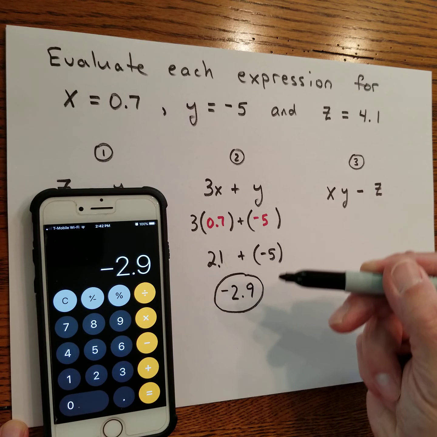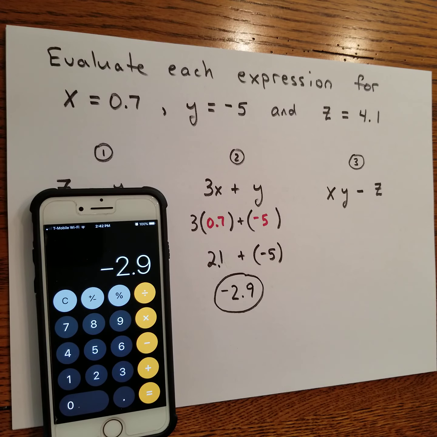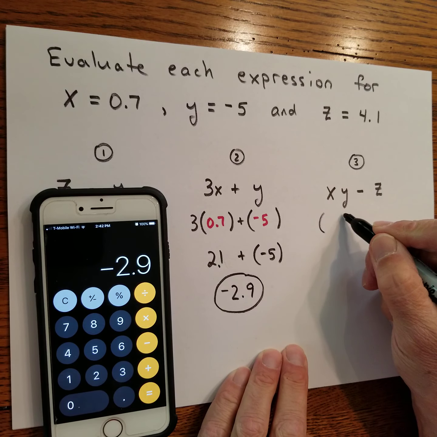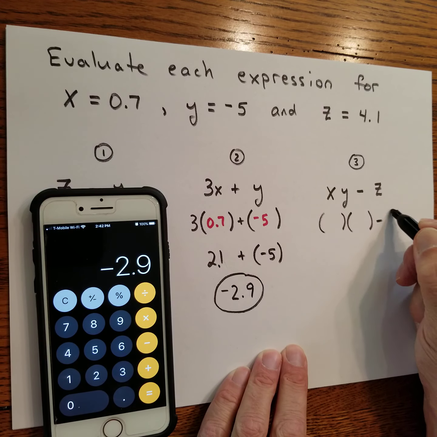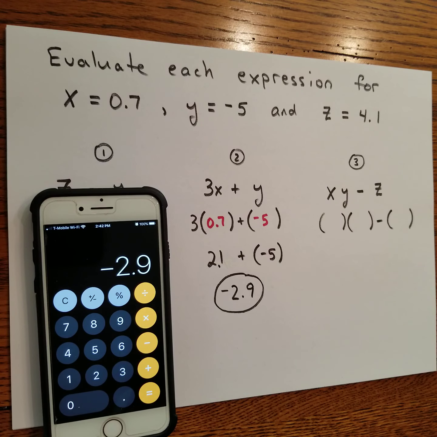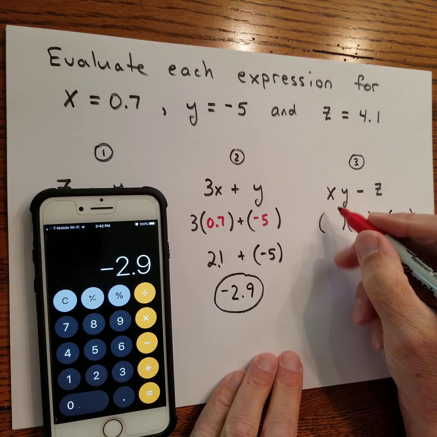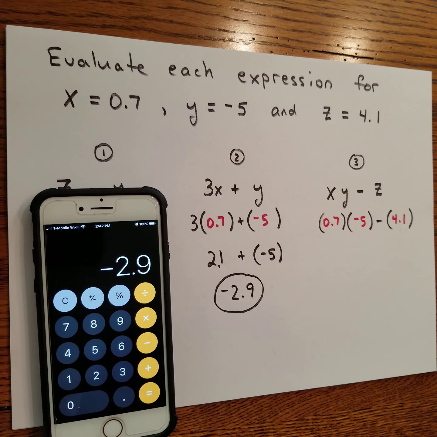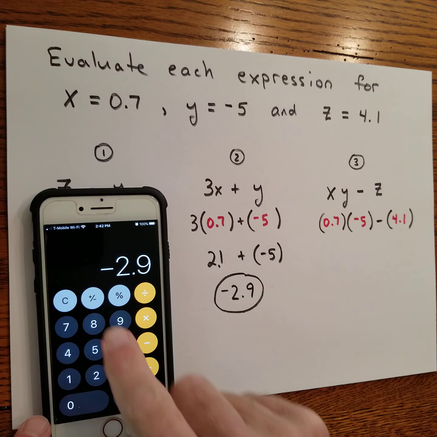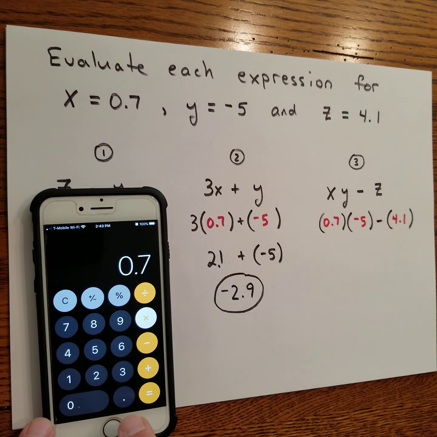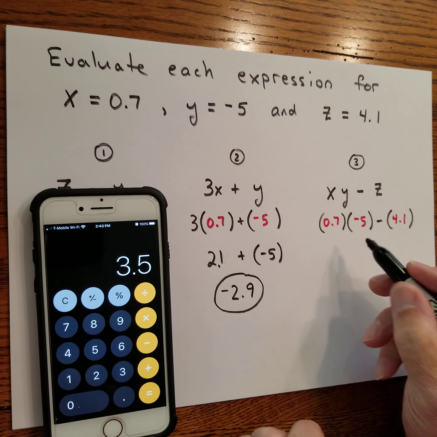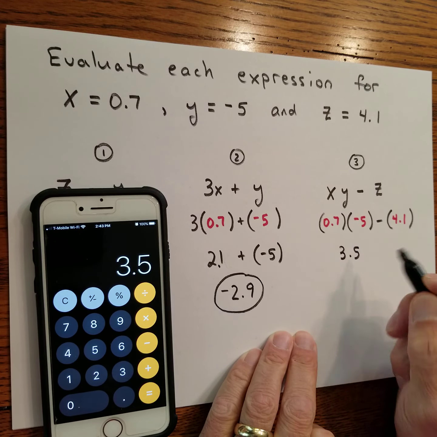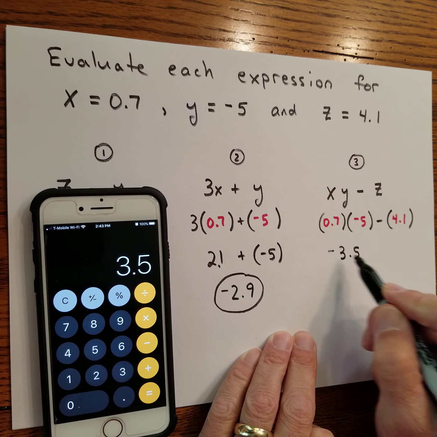You never just write the problem down and the answer down. Last problem. We'll multiply x times y and subtract z. X is 0.7. Y is -5. Z is 4.1. Let's multiply 0.7 times -5. 0.7 multiplied by 5 is 3.5. And I know a positive times a negative is a negative.